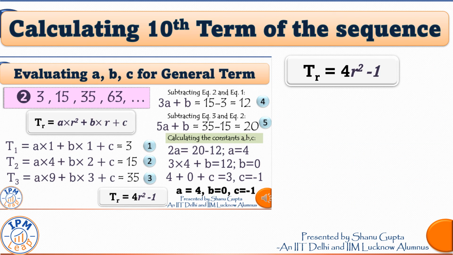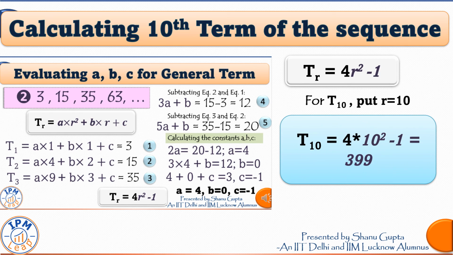So for the 10th term, all we have to do is put r is equal to 10 on both sides of this equation for the general term. T10 is equal to 4 into 10 square minus 1, which calculates to the value 399.